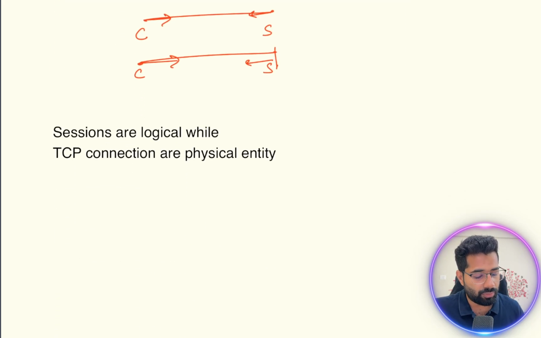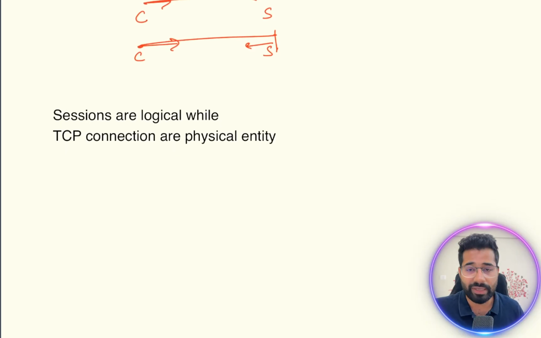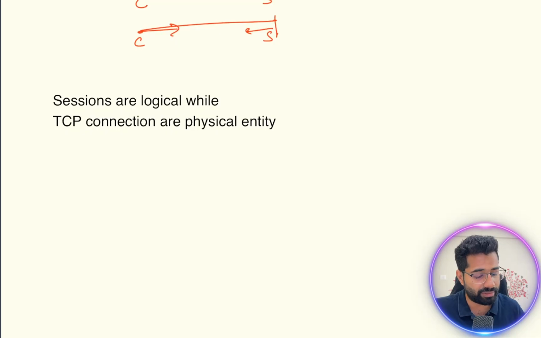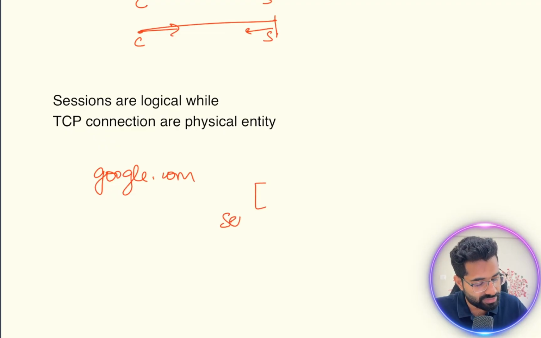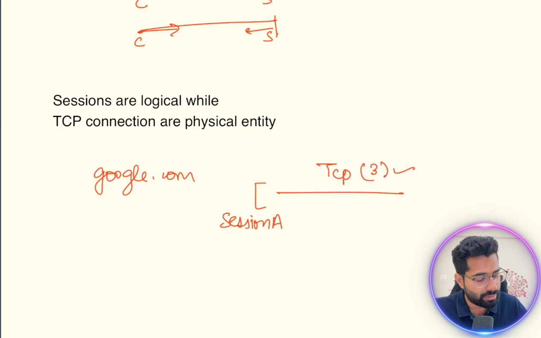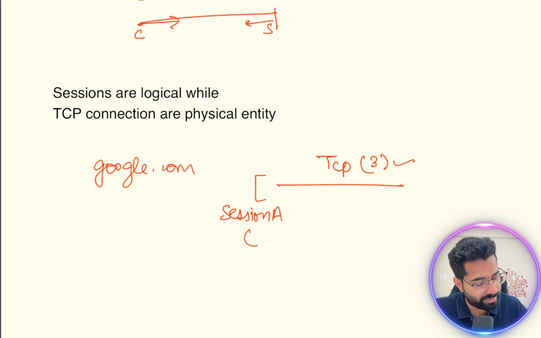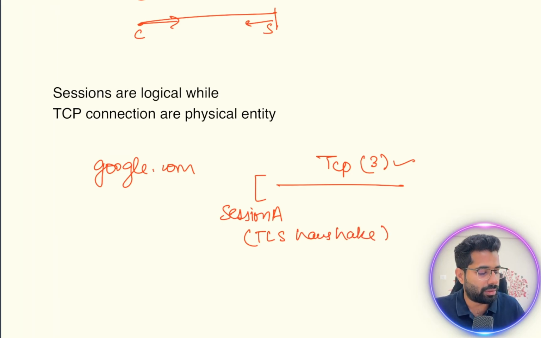Now, one thing we have to keep in mind is that sessions are logical while TCP connections are physical entities in communication. What do we mean by that? Let's say you type in google.com in your browser for the first time. A session is created. Let's call it session A, and a TCP connection is made. The three-way TCP handshake happens, and the TLS handshake happens, wherein using asymmetric algorithms, your symmetric keys are exchanged so that the whole tunnel is encrypted.